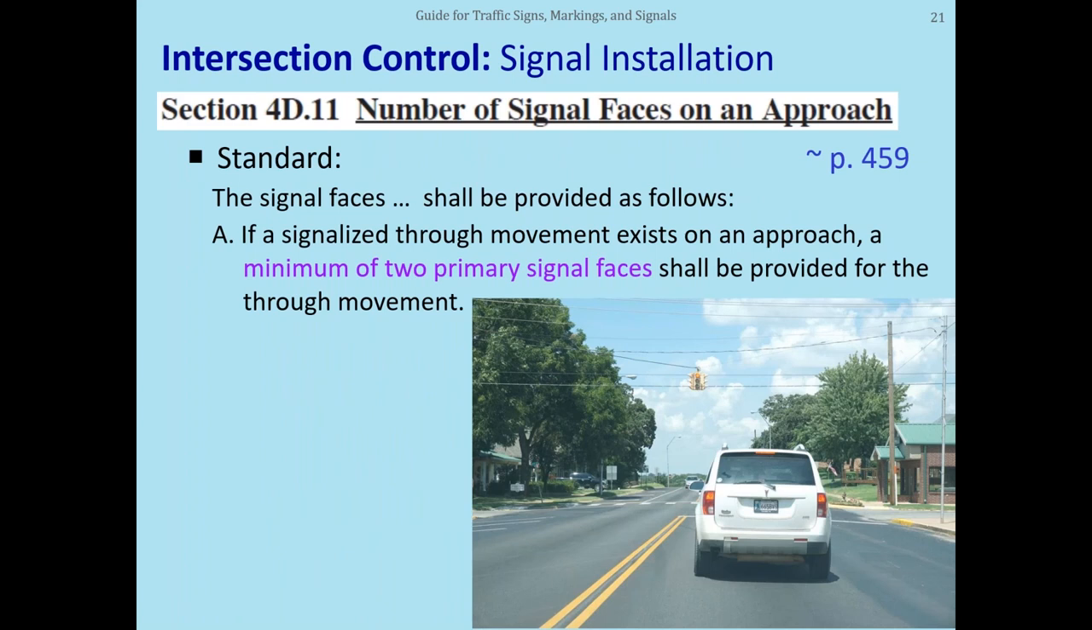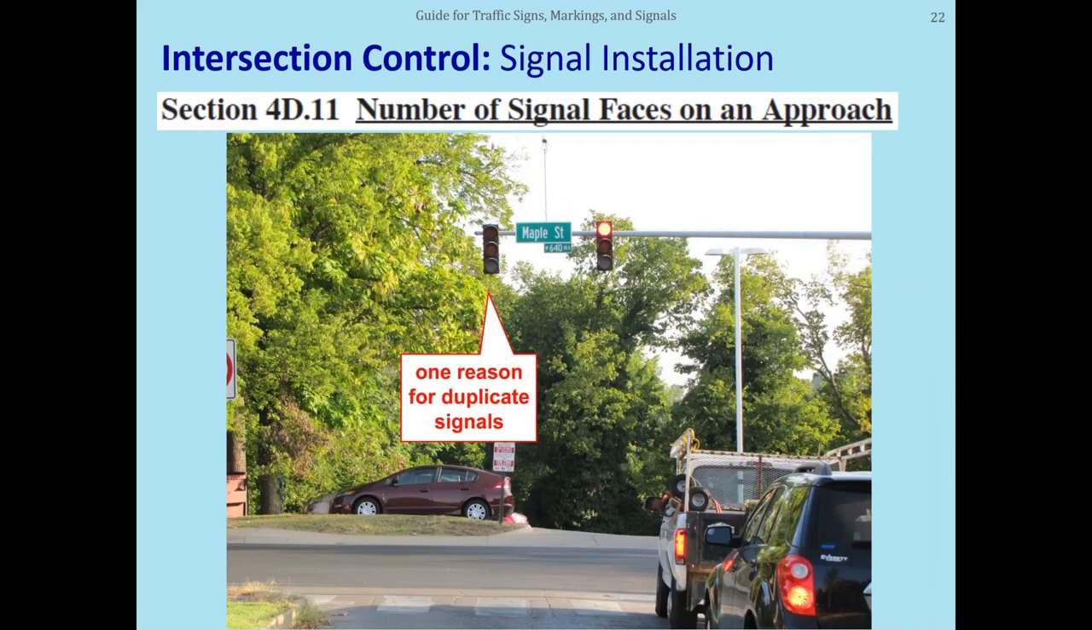Signal faces. The manual says that you are to have at least two signal faces for the primary movement. Here's an example of just one signal face. And the reason for the requirement is kind of obvious. You don't have a lot of grabbing the driver's attention with just one signal face. Another reason for duplicate signals, they don't always work.